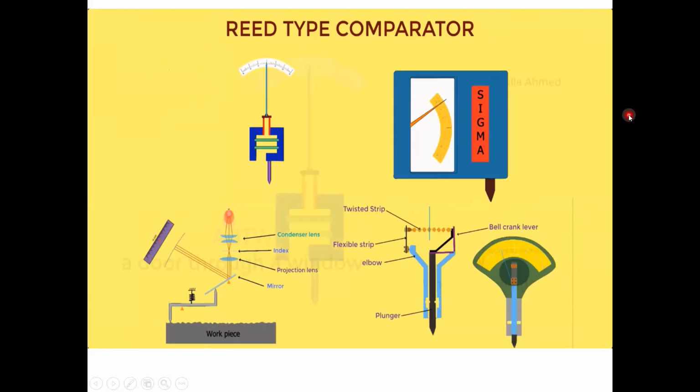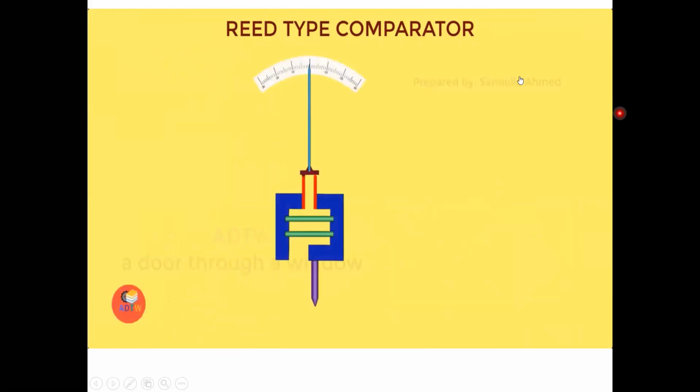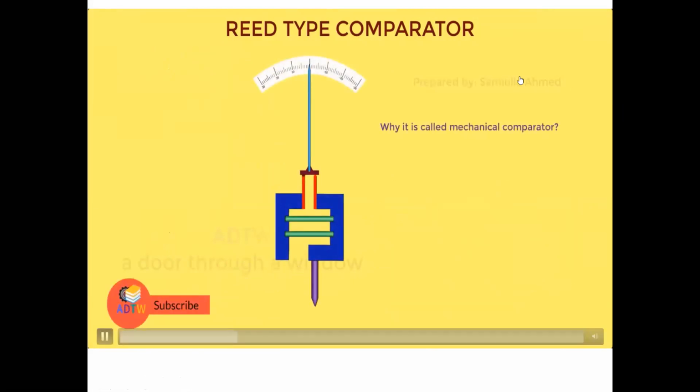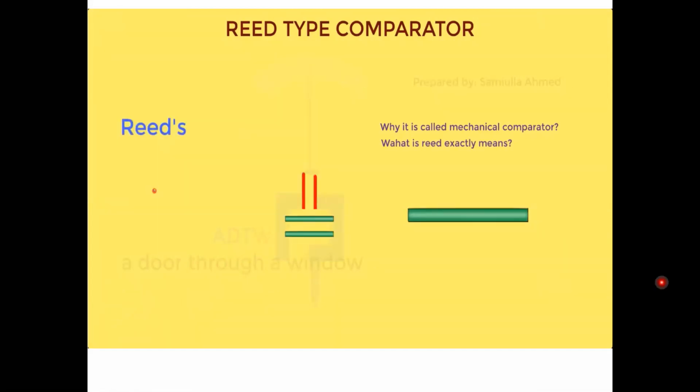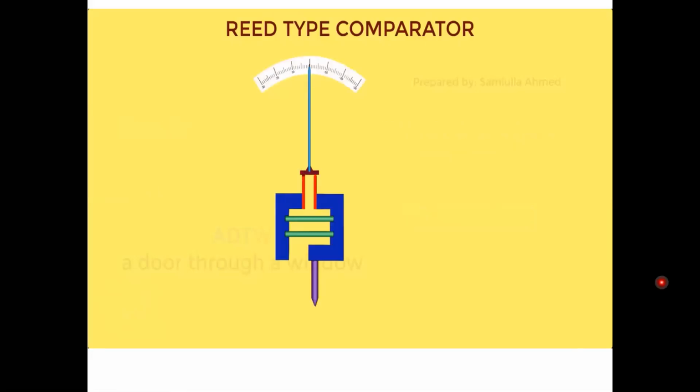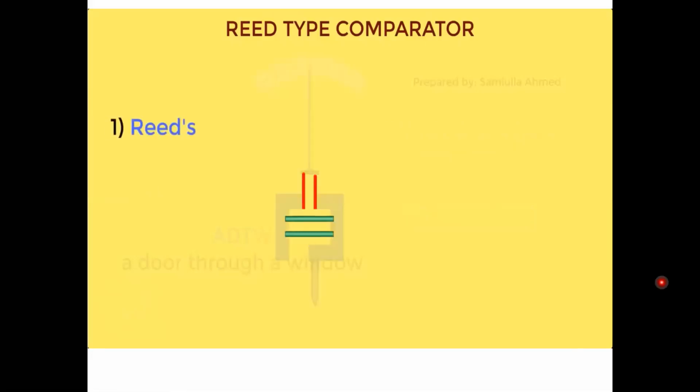Let's start. You may wonder why it is called a reed type comparator, and what exactly a reed means. A reed is a long supporting rod or shaft. In the reed type comparator there are reeds, which are used for magnification purposes. Let's see the different parts of this comparator. First, reeds. Second, blocks. Third, plunger, which is also called a spindle. Fourth, pointer.